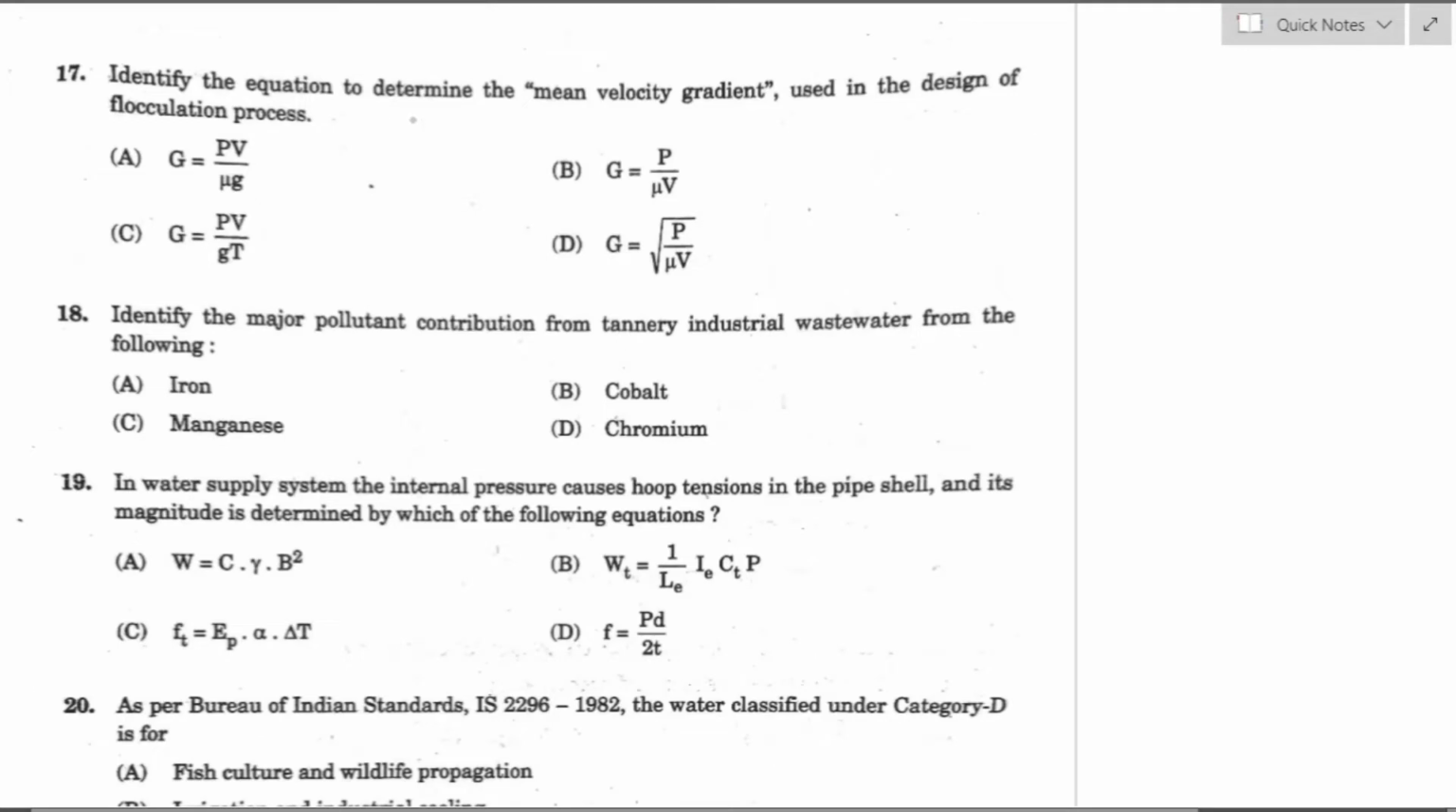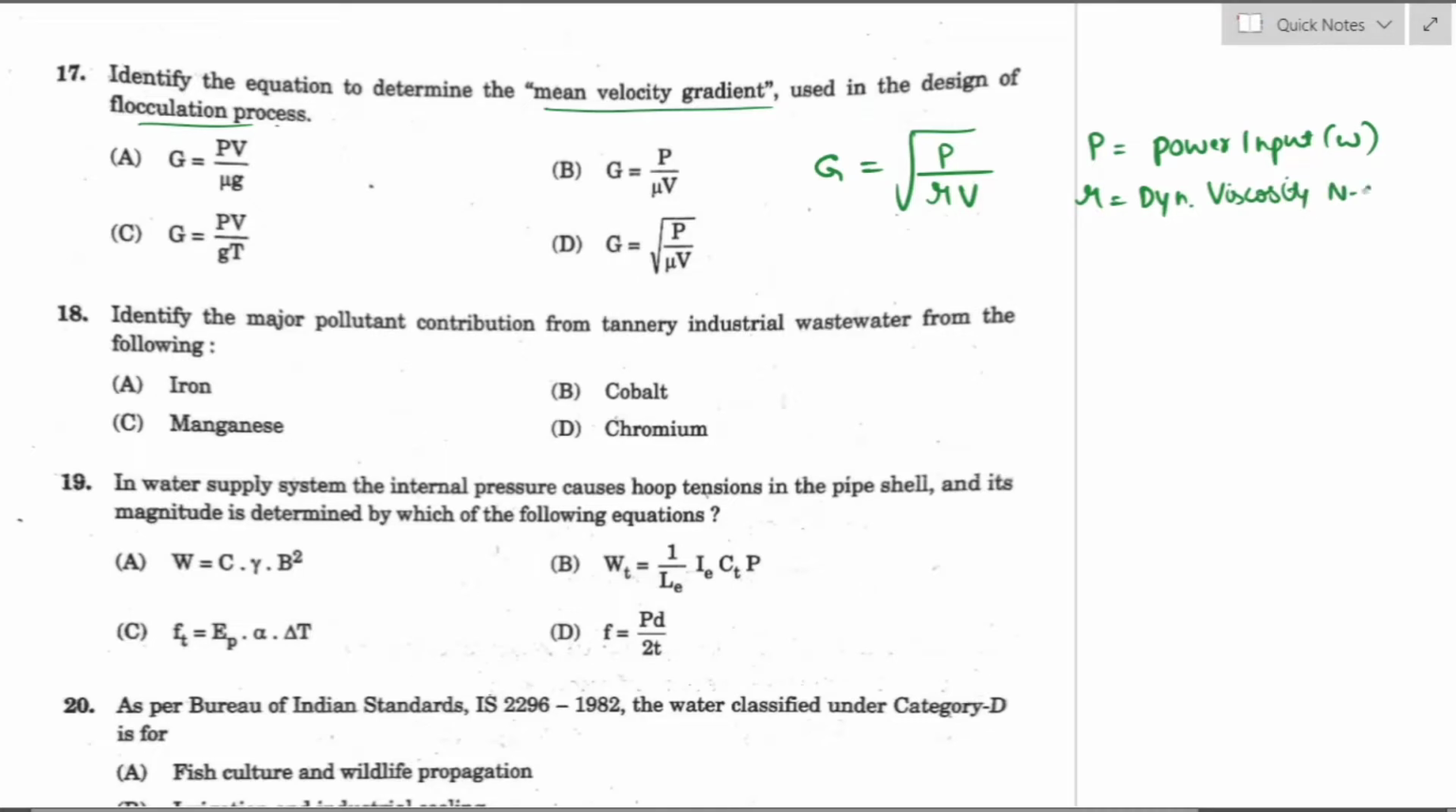Question number 17. Identify the equation to determine the mean velocity gradient in the design of flocculation process. So the formula used is square root of P by mu into V, where P is the power input in watts, mu is the dynamic viscosity in Newton second per meter square, and V is the volume of water in meter cube. So the right answer is option D.